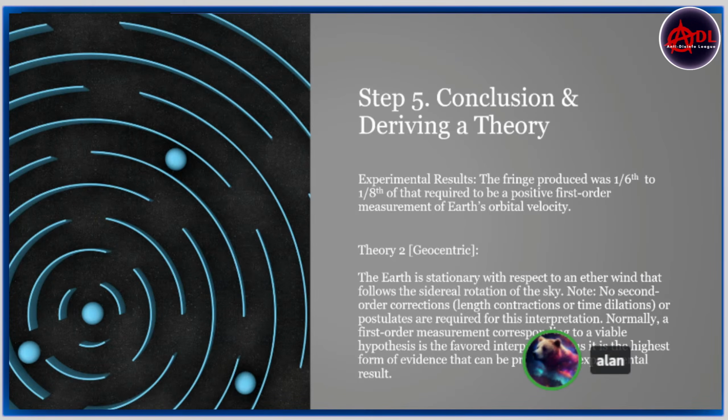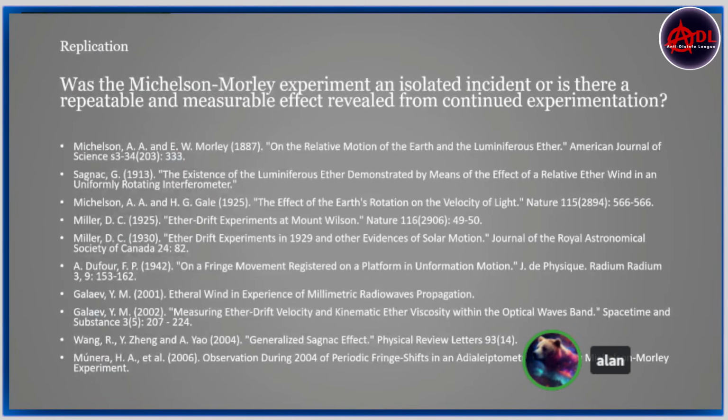Normally, a first order measurement corresponding to a viable hypothesis is the favored interpretation, as it is the highest form of evidence that can be provided by an experimental result. But for some reason, they decided to go with length contraction and time dilation, which are second order corrections.